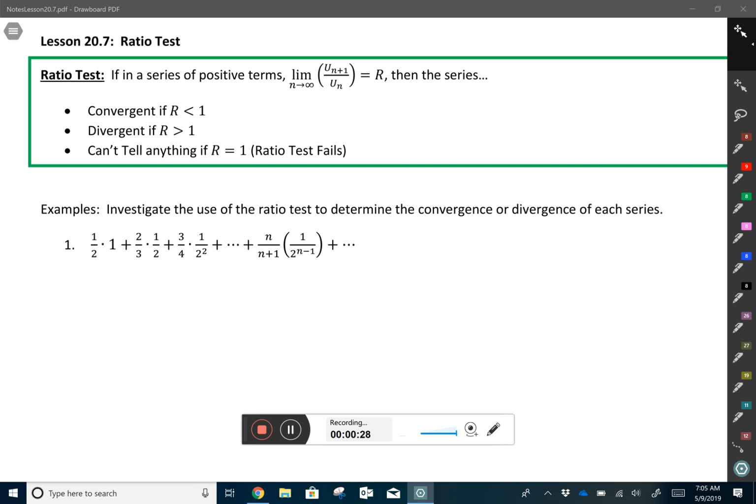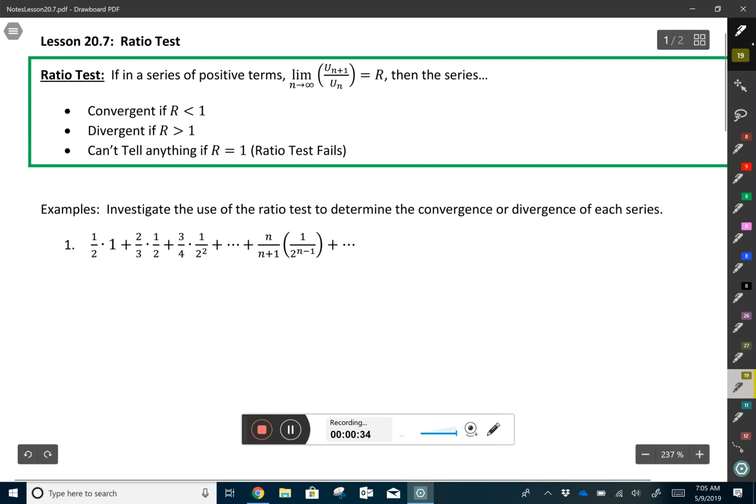So what this theorem says is if you have a series of positive terms. So again, we're looking at positive terms only. Pretty much everything that we've talked about so far has been only positive terms. Okay, all of the big theorems, the new theorems that we've learned.